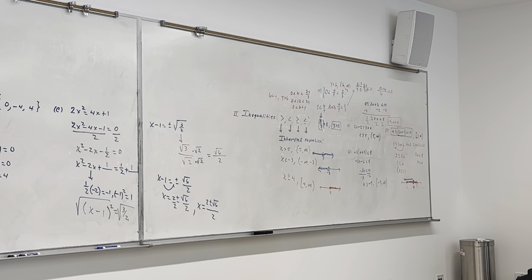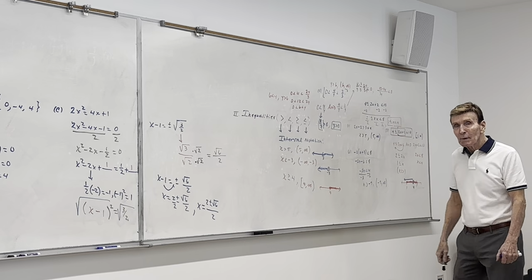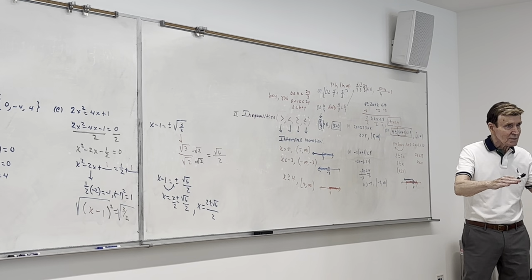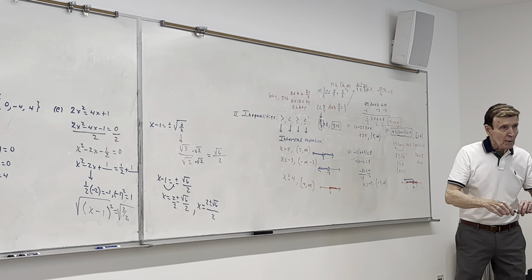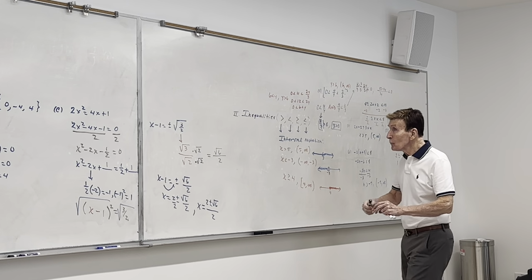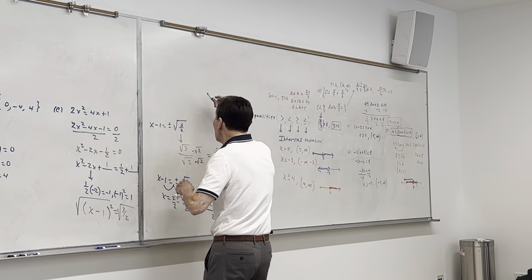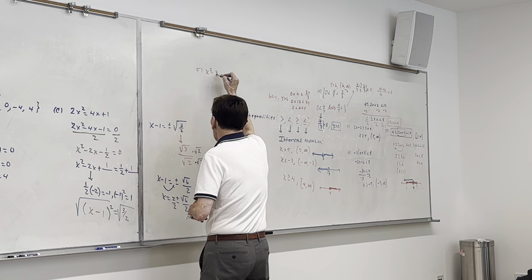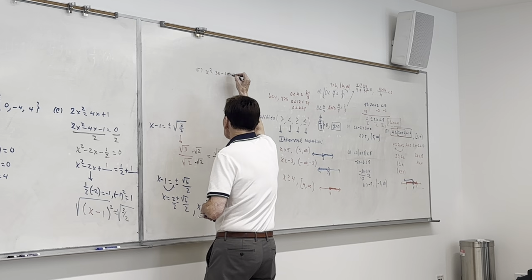X squared minus 3x minus 10 is less than 0. I've been waiting for this. We've got to know this. Hang on a second. Okay, tell me what that was and I'll jot down. Number 5 there was, again, x squared, what was it? X squared minus 3x minus 10 is less than 0. Like this.